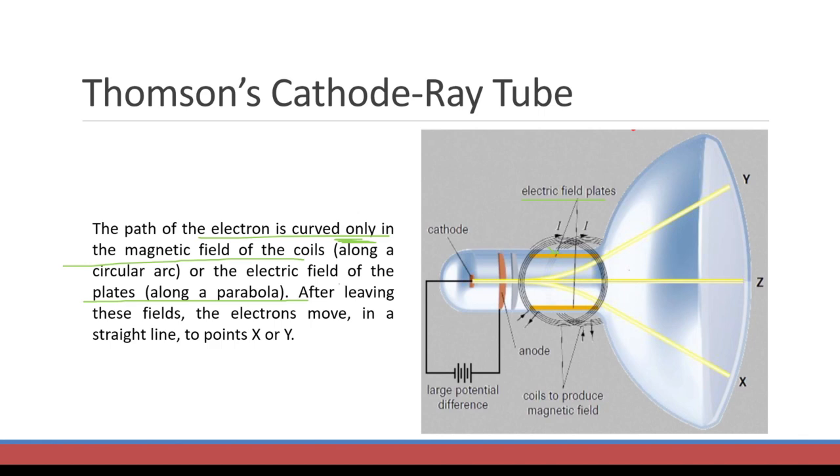And so notice that the path of the electrons here curves in a type of parabola here, because it's in the electric field of the plates. And when it leaves this region, here is when it starts going back into a straight line. And this is what we mean by going to point x or point y. It continues in a straight line here, but notice how it curves in a parabolic or sometimes a circular arc in this magnetic field area.